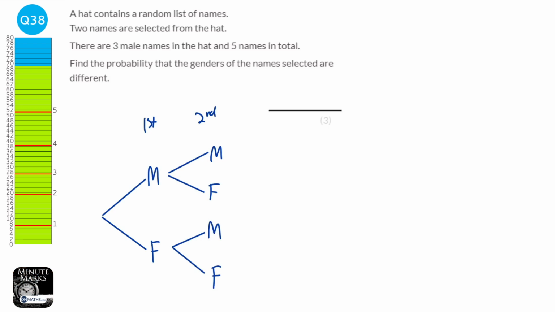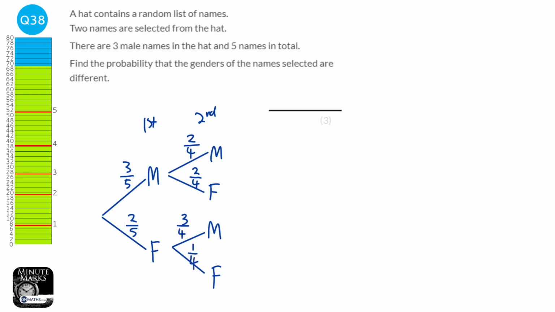And looking at the question, there are 3 male names in the hat and 5 names in total. So the fractions for the first one will be 3 over 5. If there's 3 male names, there'll be 2 females. Now, if we've picked a male name already, there'll be 2 left and 4 left in total. If we haven't picked a female, there's still 2 females, but there's 4 left in total. If we picked a female, there'd still be 3 males and only 4 left in total, but there'd only be 1 female name left and 4 left in total.